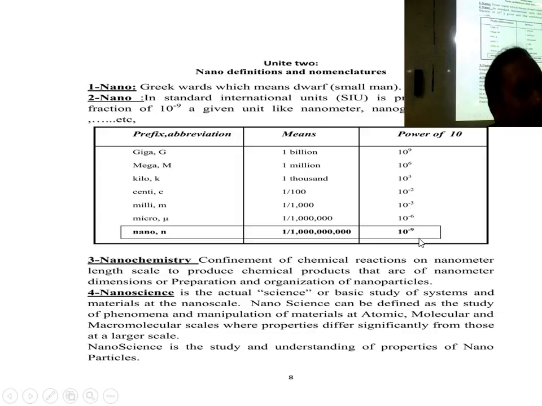And what is the speciality I told you? It is in between the classical and quantum domain. The size is such that it is in between classical and quantum. So that is the advantage. Now if you have a nano size particle, it can change color.